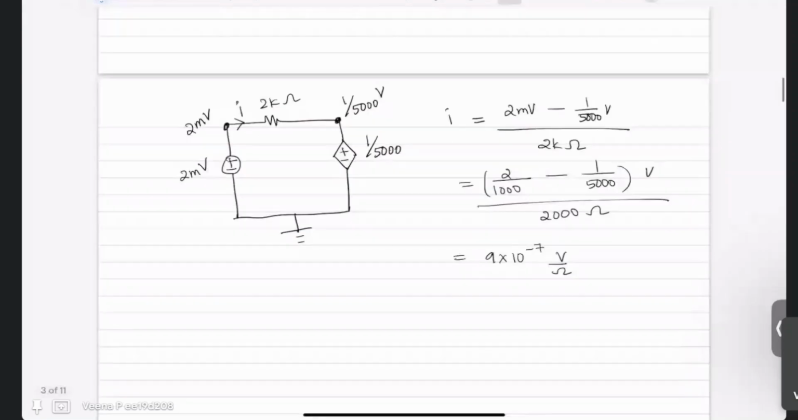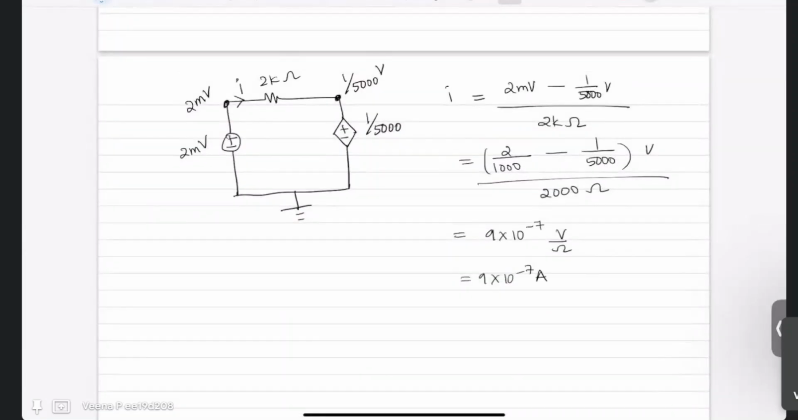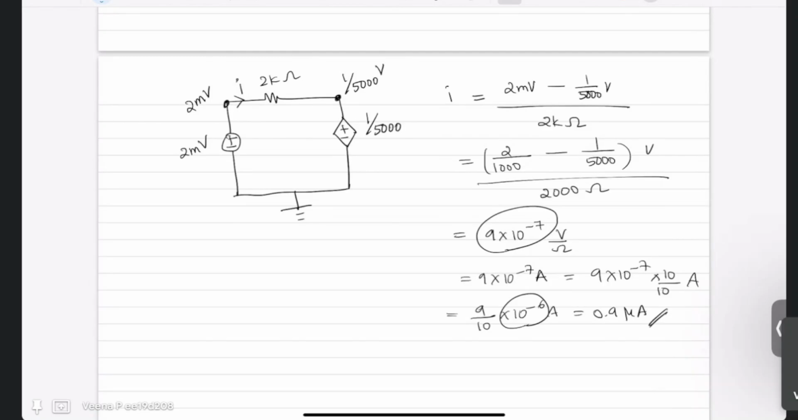So volts per ohm is nothing but your ampere. So I can multiply 10 in both denominator and numerator, that much ampere. So this becomes 9 by 10 into 10 raised to minus 6 ampere. Now 10 raised to minus 6 is nothing but micro. So this is 0.9 microampere. This is how you convert this value to this value: you multiply and divide with appropriate powers of 10. So now you got your I as 0.9 microampere.